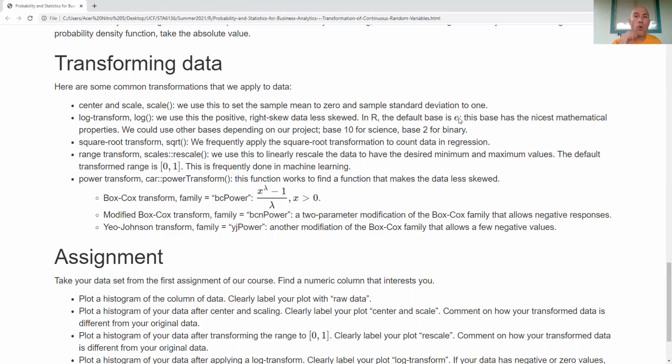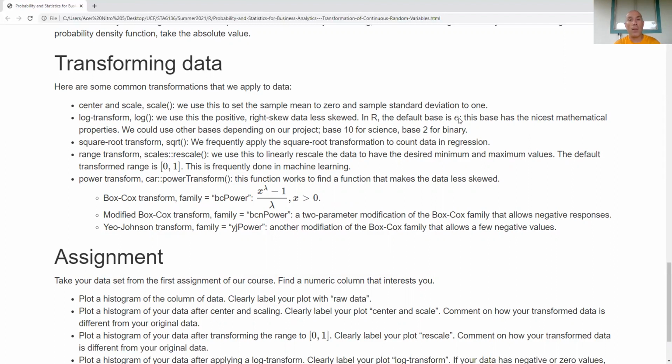Base E has the most nice mathematical properties. So if you want good mathematical properties, go base E. Now, if I'm working on a project, let's say I'm working with scientists that use scientific notation regularly, I'm going to go ahead and use base 10 because that is very natural for what they're doing.